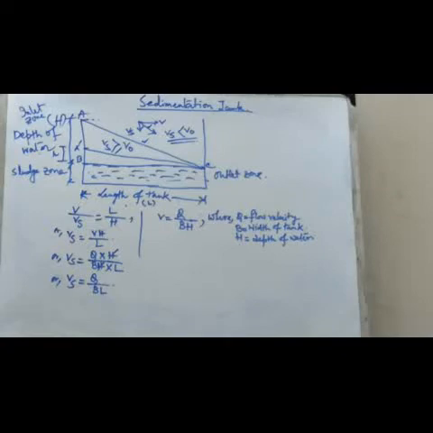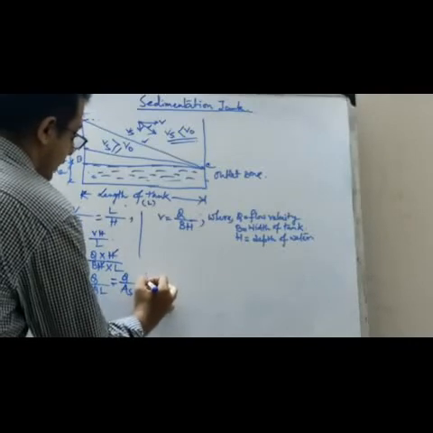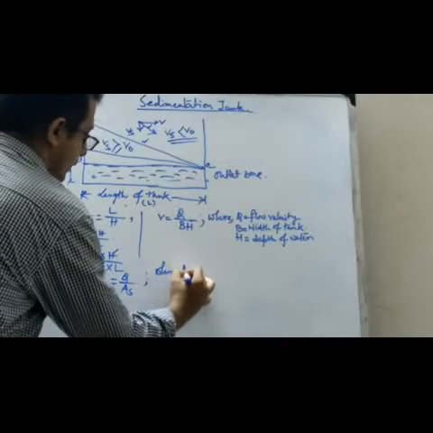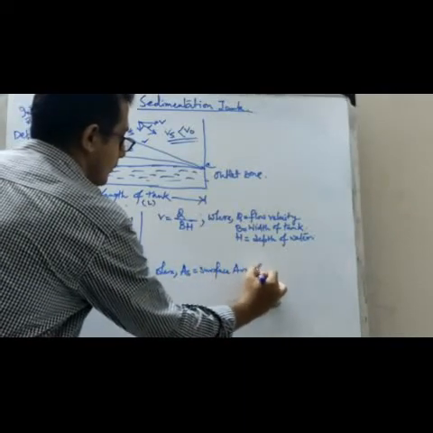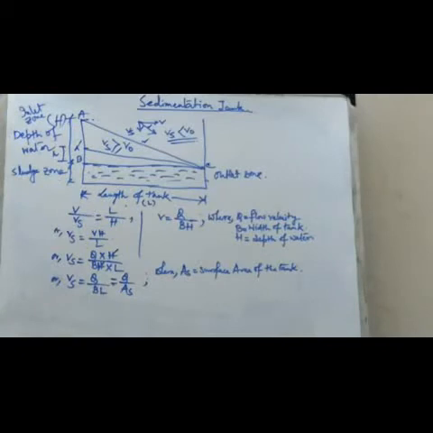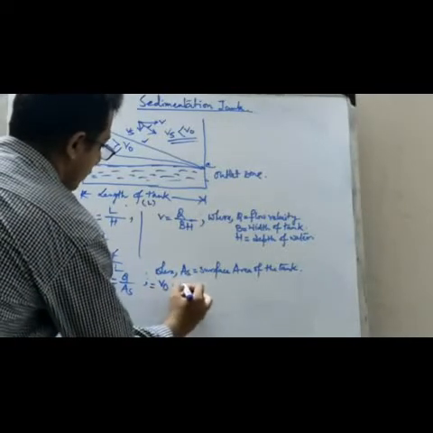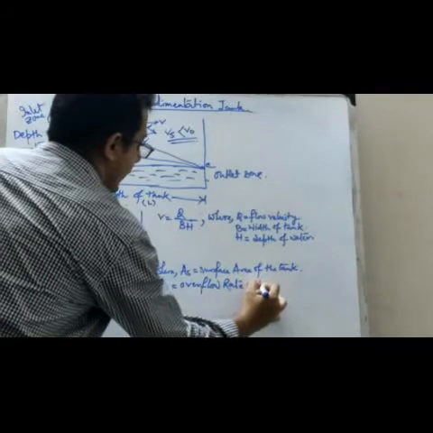So this is the equation: Vs equals Q by BL, or we can write Q by As, where As is the surface area of the tank. That means width of the tank into length of the tank. And this Q by As is nothing but the overflow rate of the tank.